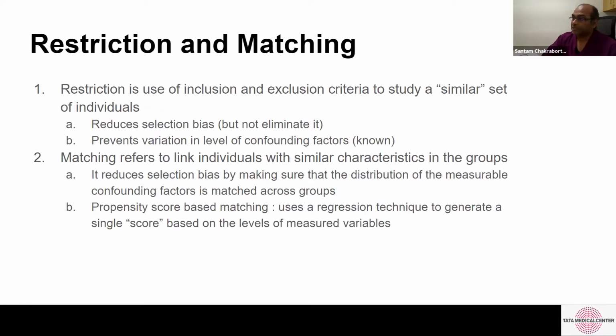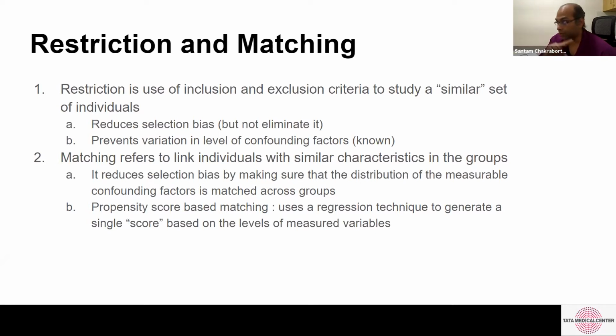A word about restriction and matching. These are terms that you will come across when you are designing observational studies. Restriction basically means the use of inclusion or exclusion criteria to define a similar set of individuals. So this is basically a method of reducing selection bias and prevents variation in the level of known confounding factors. Matching refers to linking individuals with similar characteristics in the group.